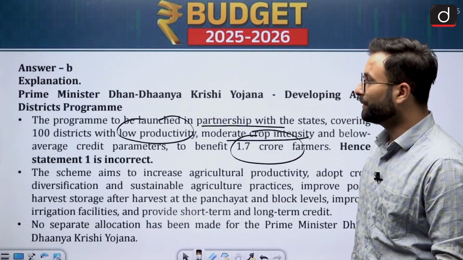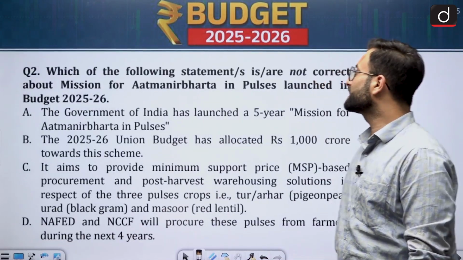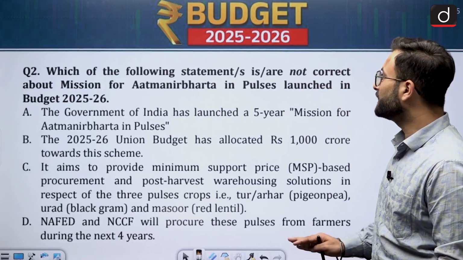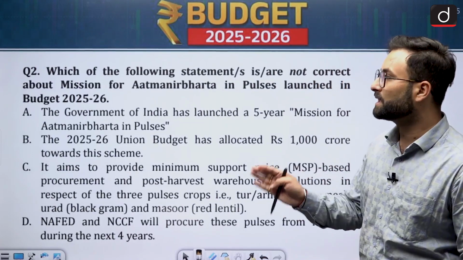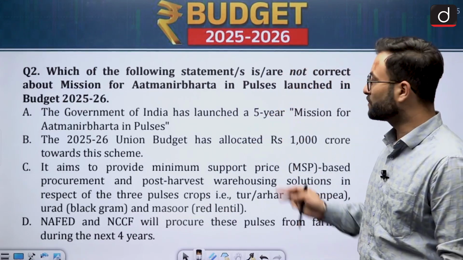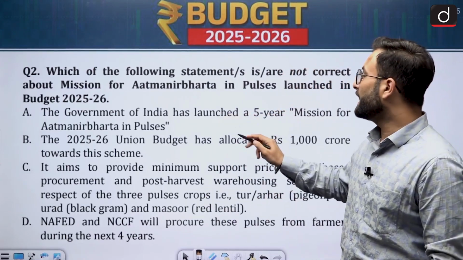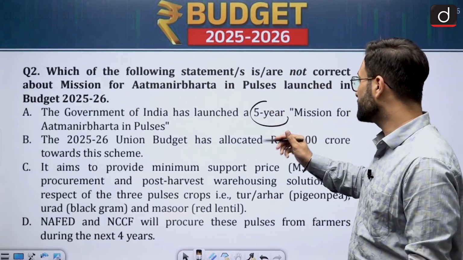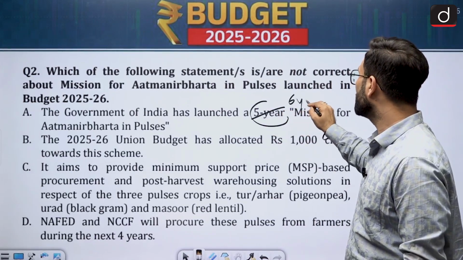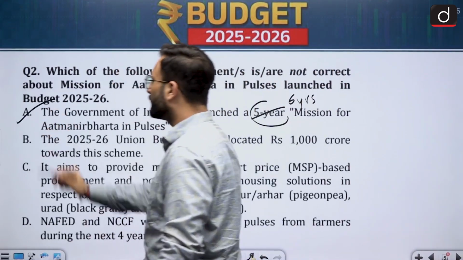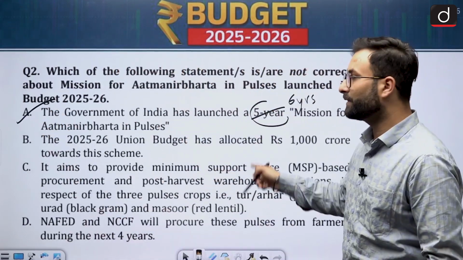Answer is B. Coming to question number 2: which of the following statements is or are not correct about the Mission for Atmanirbharta in Pulses launched in Budget 2025? Now they are asking which statement is not correct. So let's see. The Government of India has launched a 5 years mission for Atmanirbharta in pulses. Now this is wrong because it is a 6 years mission. So statement A is incorrect. Option A would be your right answer. The other statements given over here are correct.